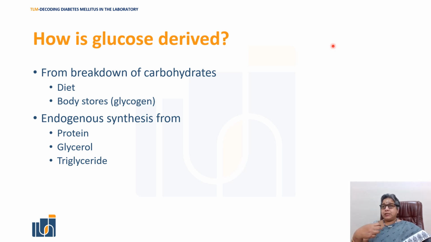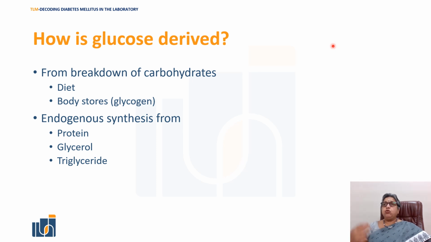Now, endogenously, you can synthesize glucose. You can produce glucose from protein, from glycerol, from triglycerides. So if the body is not getting carbohydrates, then it starts breaking down the protein, the triglycerides, the glycerol to derive glucose.